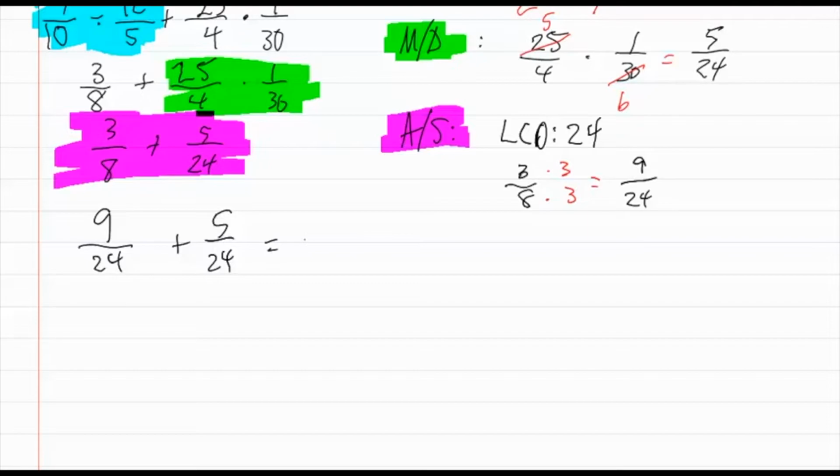Now that our denominators match, we can add together. 9/24 plus 5/24, or 9 plus 5, is 14 over 24. Remember, when you get to the end of the problem, you must reduce. Both of these numbers are divisible by 2, which gives you 7/12. Our final answer is 7/12. As you can see, there are quite a few steps, so let's look at another example.